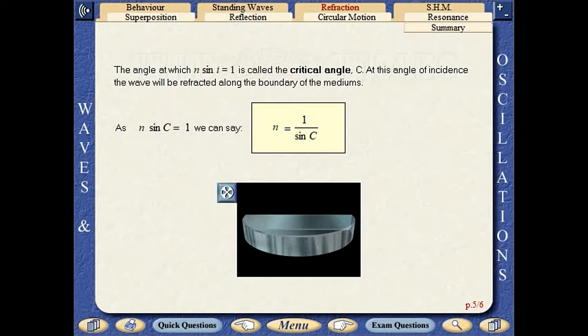The angle at which n sine i equals 1 is called the critical angle. At this angle of incidence, the wave will be refracted along the boundary of the mediums.